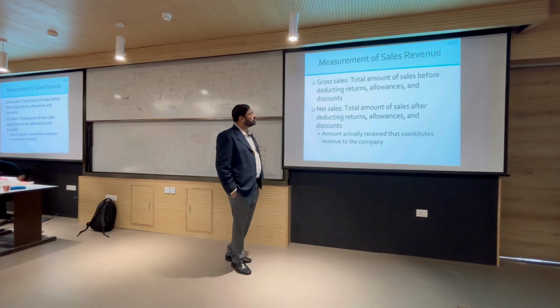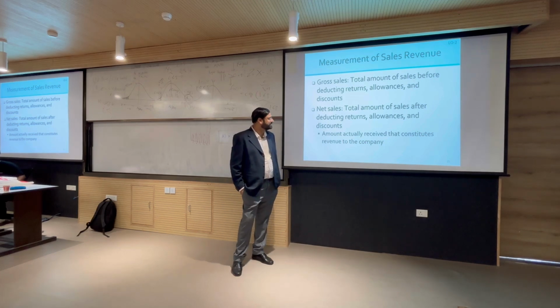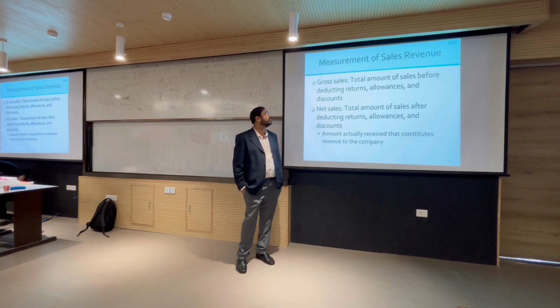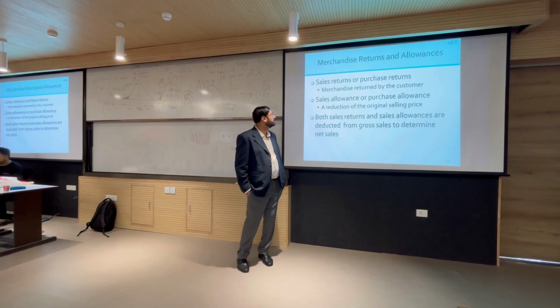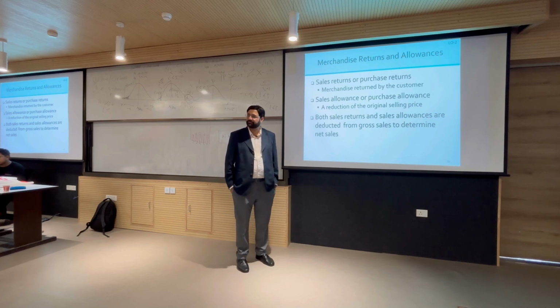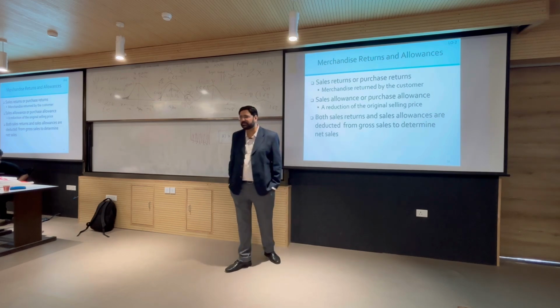So, what are gross sales? Total amount of sales before deducting returns, allowances and sales discount, right? Net sales is the total amount of sales after deducting returns, allowances and sales discounts, the amount actually received that constitutes revenue to the company, clearly. So, gross less all these returns, allowances and discounts gives you net sales. Next. So, what are the deductions? One is a sales return. When you do purchase, there is purchase return, right? But sales return has to be deducted from sales. Sales returns and sales allowances are to be deducted from gross sales to determine the net sales. This is absolutely clear, so I am moving forward.